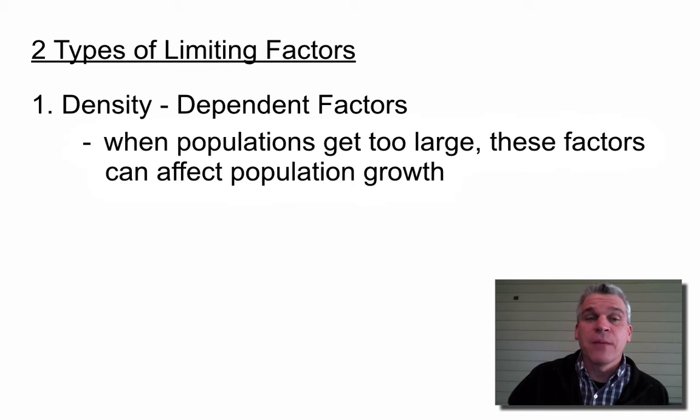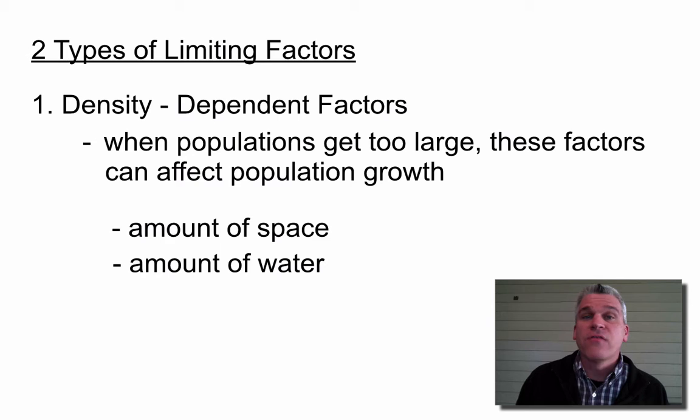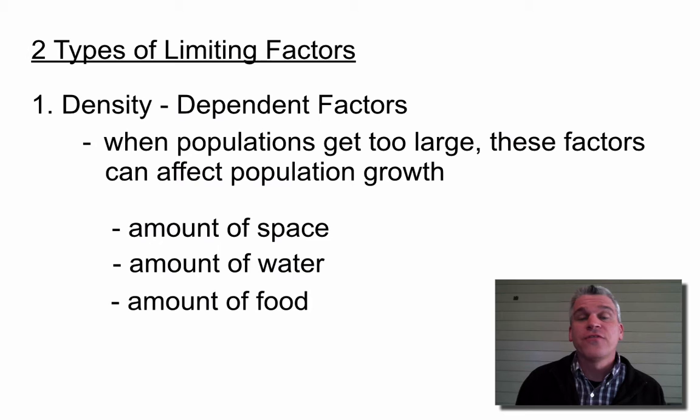Some examples of these are the amount of space that's available. Some organisms require a large area. They might be measured in acres. Others might be measured in inches. We take a look at the amount of water that's available. Certainly all organisms need to have water. If you live in an area that doesn't get much moisture, you might not be able to support a large population. We look at how much food is available. If there's not enough plants for there to support a large herbivore population, that herbivore population is going to be a little bit smaller, which also then means that if you have fewer herbivores, you're going to have fewer carnivores as well.